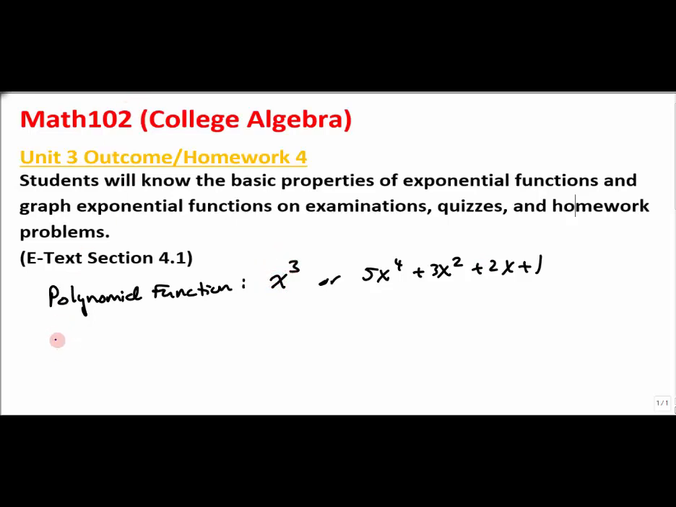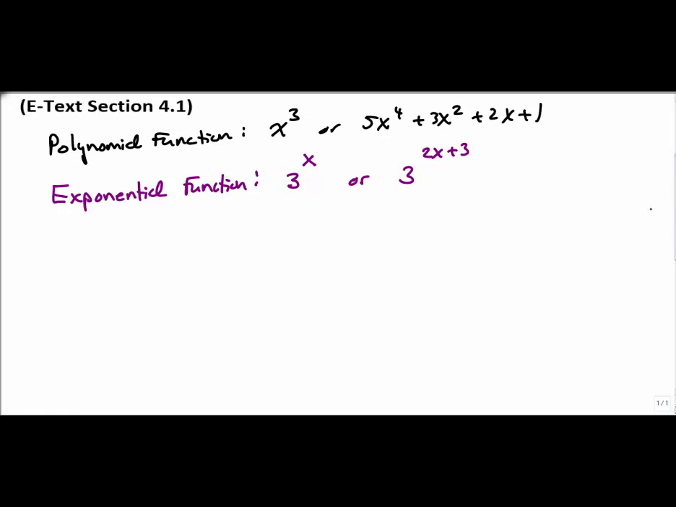For an exponential function, it's just the opposite. For an exponential function, the base is a constant and my exponent is the variable. So the base is some sort of a constant, it's a number, the exponent is a variable. I could also have a variable exponent, let's say like 2x plus 3. If you notice in this particular case, the entire exponent contains the variable. So the difference between a polynomial function and an exponential function is the location of the variable, whether it's part of the base or the exponent.